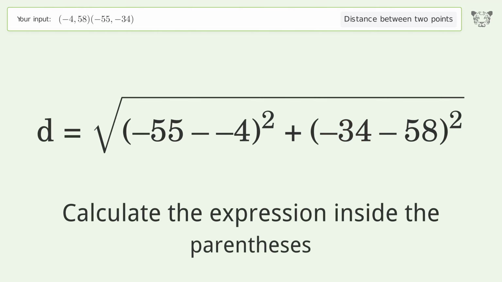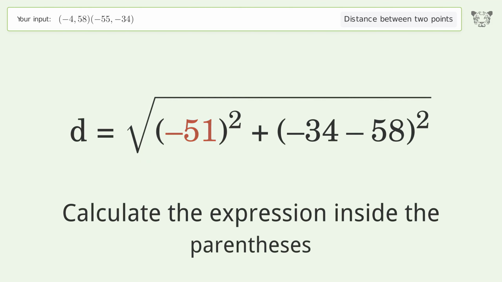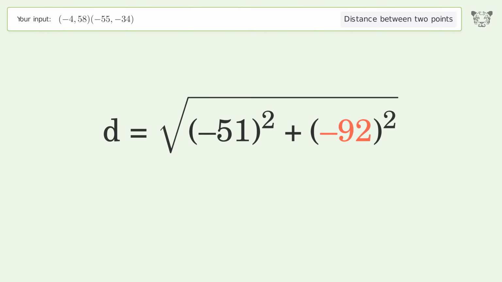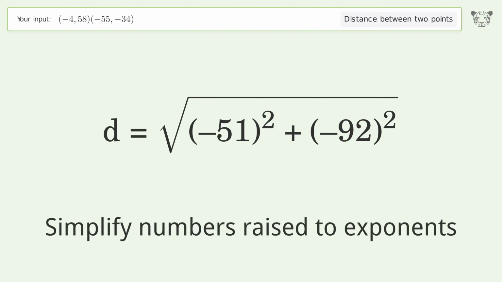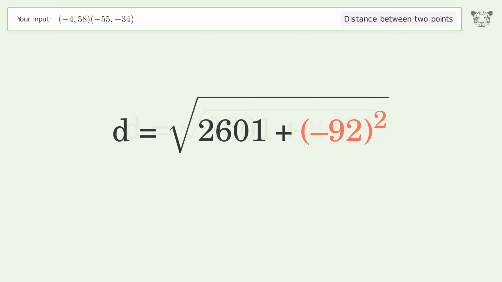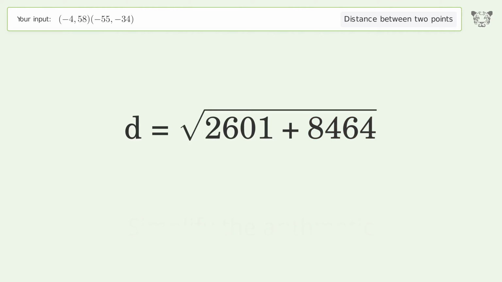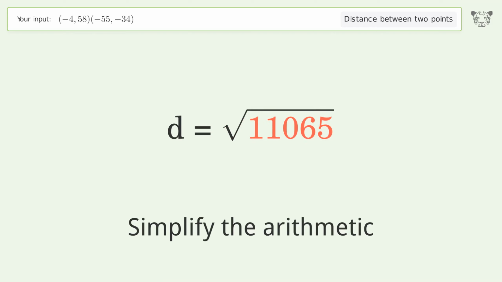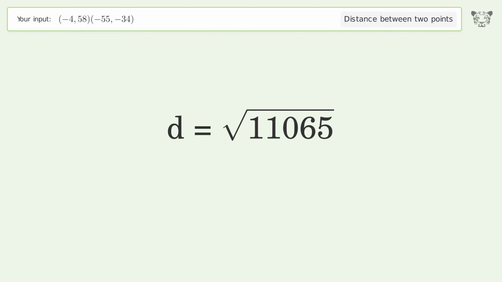Calculate the expression inside the parentheses. Simplify numbers raised to exponents. Simplify the arithmetic. And so the distance between the 2 points is the square root of 11,065, or 105.19.